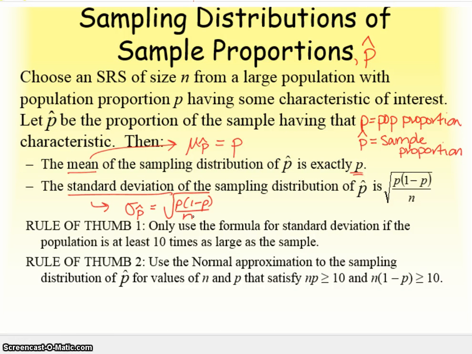Okay, and then we have two rules for using this. The first rule is that you can only use the standard deviation formula if the population is at least 10 times as large as the sample. You need a big enough population to be able to use that formula. And then rule of thumb 2, we saw also in binomial, is that you can say that this sampling distribution of sample proportions, this graph, is approximately normal if n times p is greater than or equal to 10 and n times 1 minus p is greater than or equal to 10.